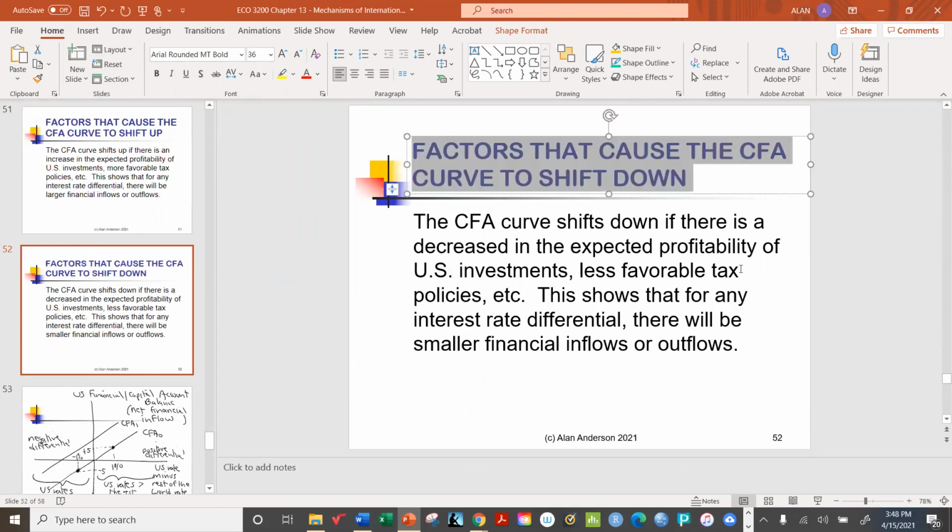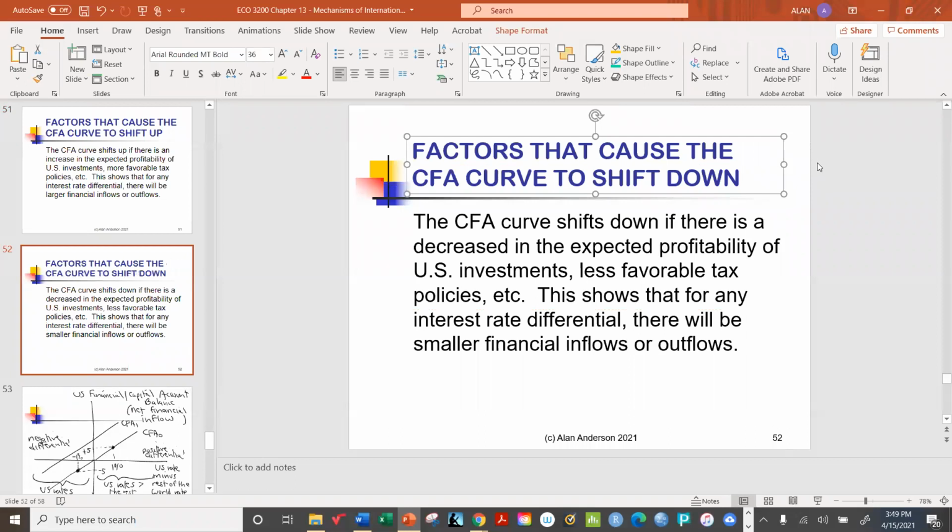So it shifts down if, let's say, the economy is in a recession, or for whatever reason, a lot of American corporations are just not doing particularly well. Well, what do you expect? People in foreign countries will start to buy more foreign stocks. And so the result of that is that our financial account balance should worsen. And that means the curve will shift down.